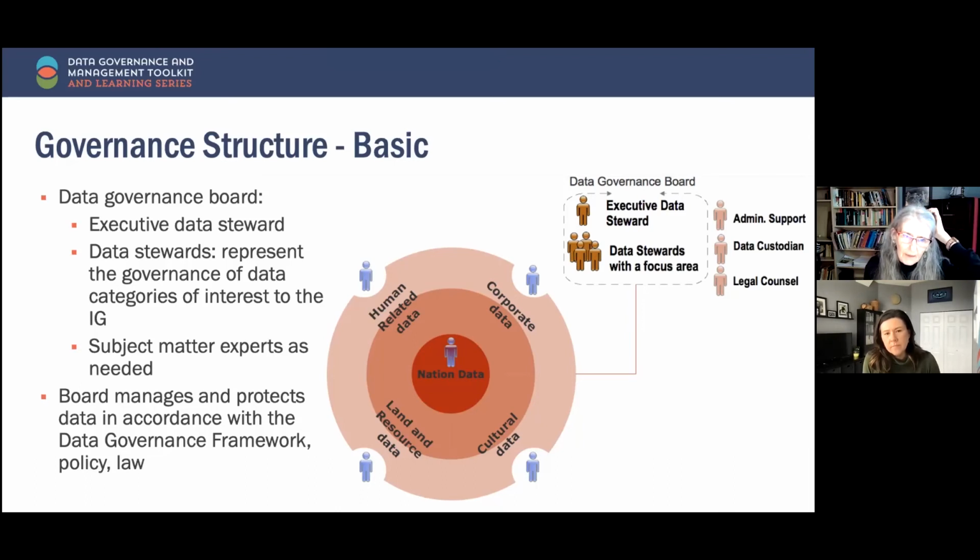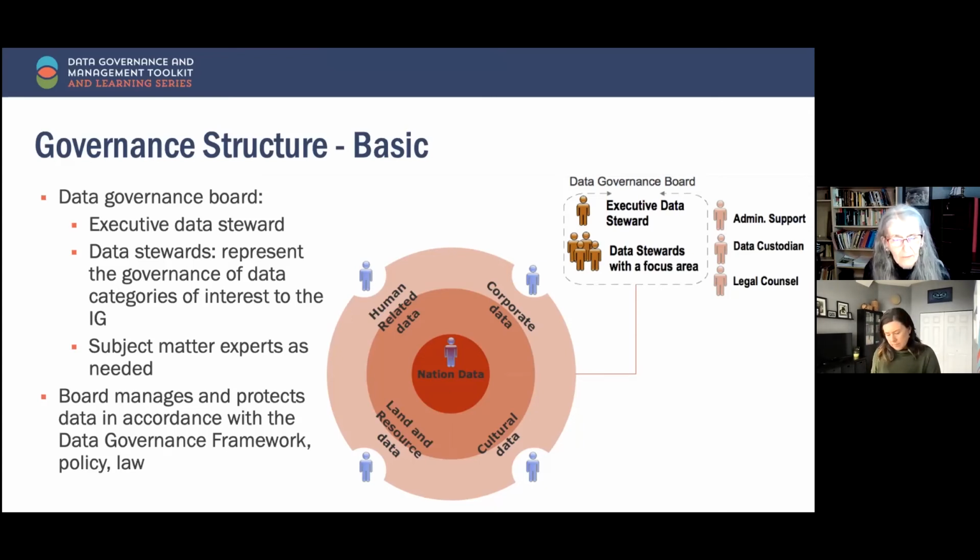There's a couple of variations of color. The darker band is internally held data, and the lighter one is data that you might get from the external environment or external government. So there's an executive data steward, which is typically the chair of the governance board. Often would be a senior administrator, and in an area that would be operational, that handles a lot of social data or handles a lot of health data or land data, whatever.